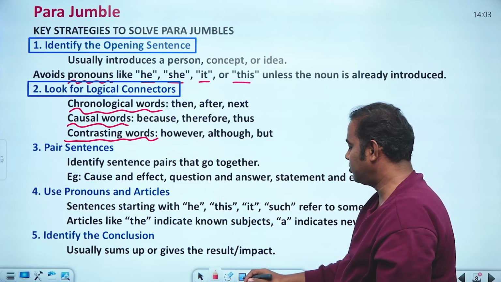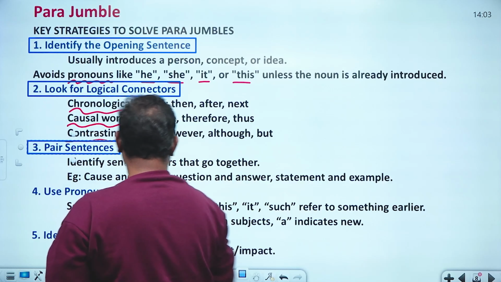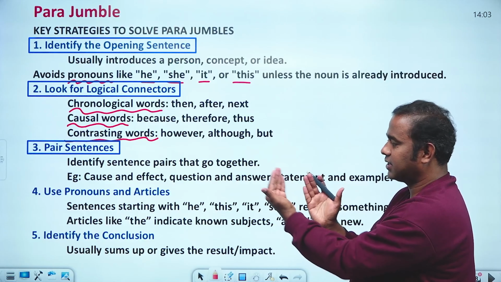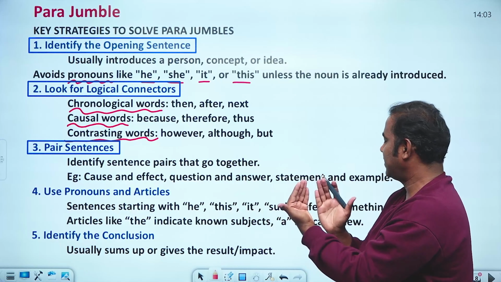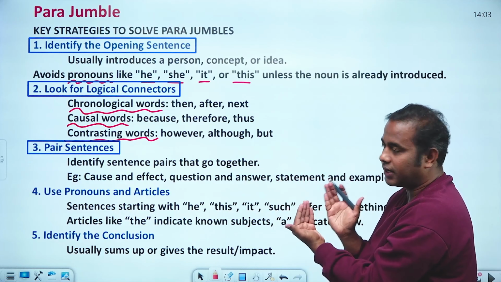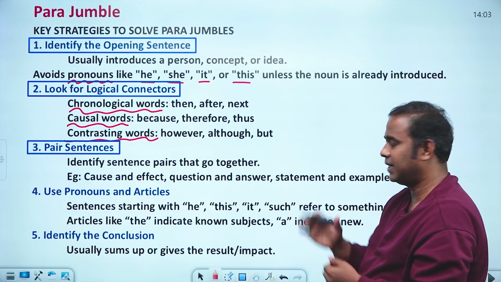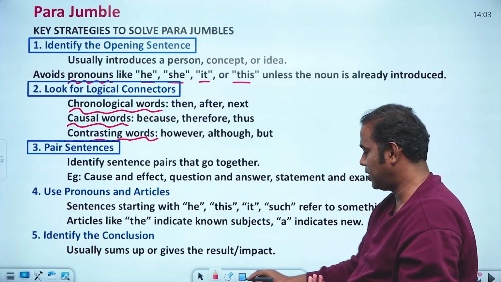Then sometimes you have to see paired sentences. What do you mean by paired sentences? Sometimes there will be cause and effect, or some pairs, like question and answer, or statement and example. That also you have to identify. Then use pronouns and articles to decide in which order the sentences should be put after a sentence. That also you have to identify.